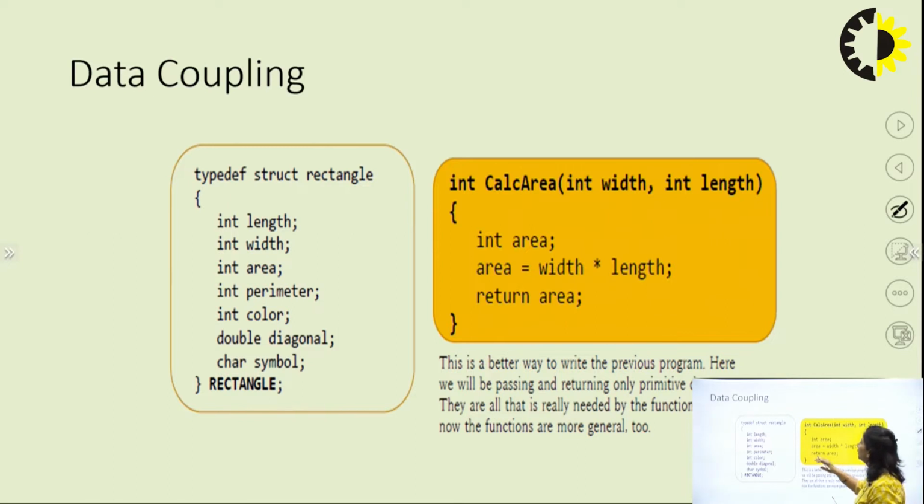Or we can see here that we are sending the two variables, and we will be working on it, or we can write it like this by using this particular code. We are having a structure and all the variables, so we will be passing and returning only primitive data types, not all. That is really needed for the functions. Now the functions are more general. So the data has been coupled only for the weight and the integer, not for other variables also.